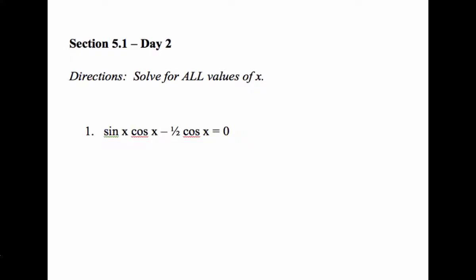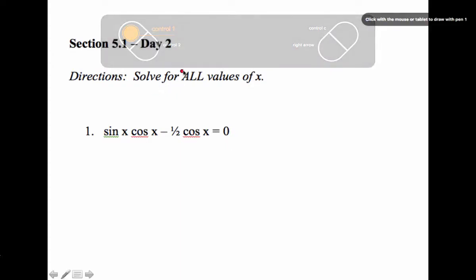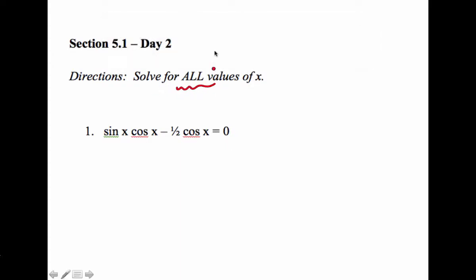Okay, grab your Chapter 5 packet. Chapter 5 Pre-Calc, Day 2, Trig Identities. Open up to the, it's kind of like the worksheet, the next page where we left off the other day. It says we're going to solve for all values. All values mean everything under the sun.